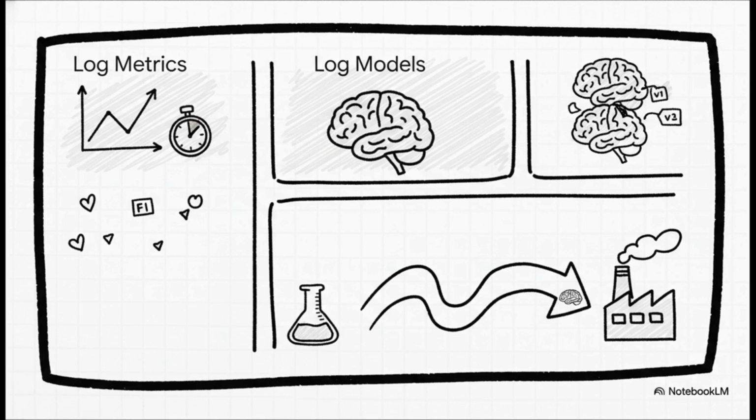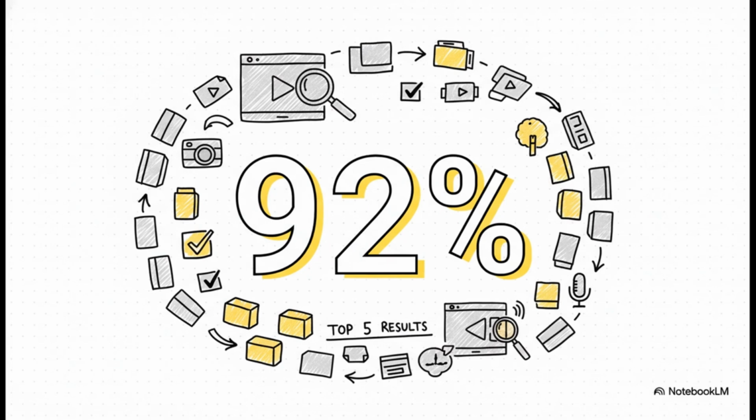And you know the saying, you can't improve what you don't measure. That's where MLflow comes in. It's like the system's own performance tracker. It logs all the important metrics, accuracy, speed, you name it. It keeps track of every version of the model, and it manages the whole process of promoting a model from testing into the big leagues of production. It's absolutely crucial.